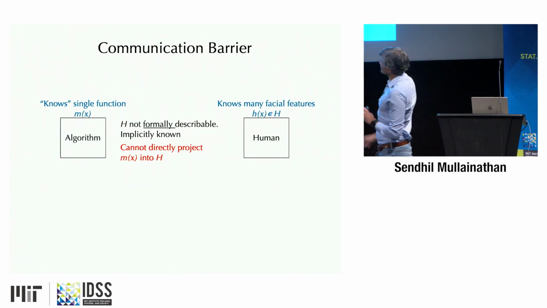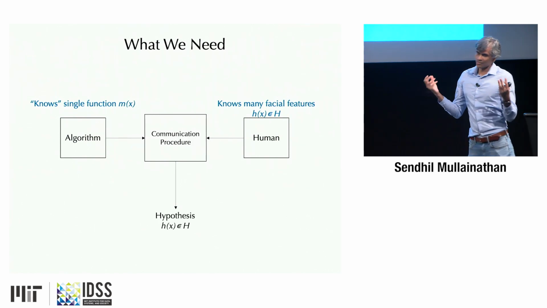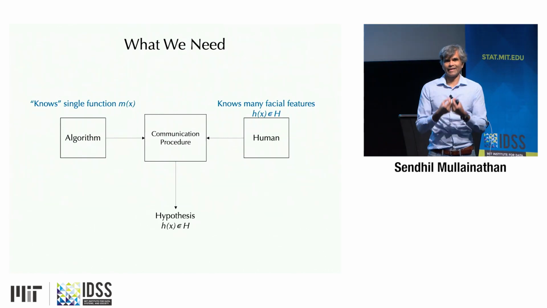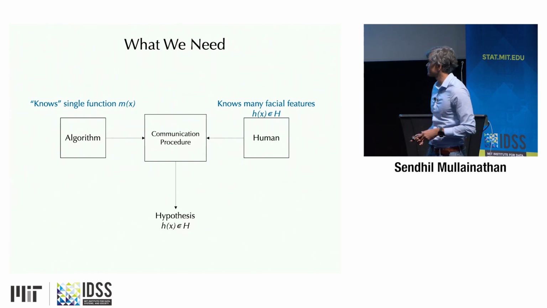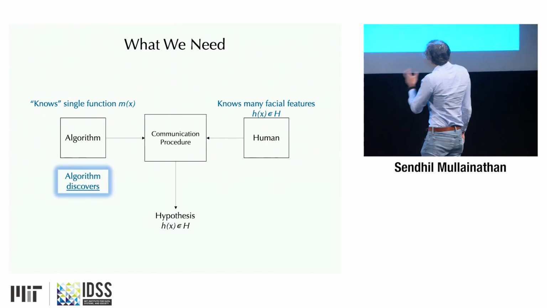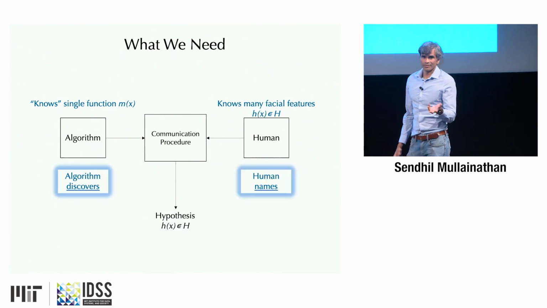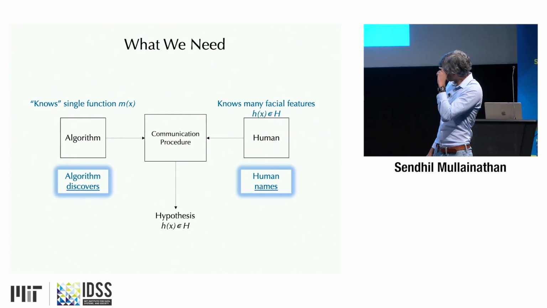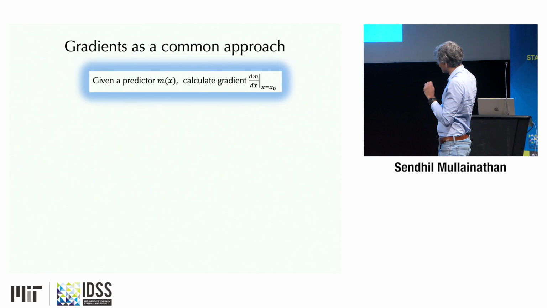So what we need is a communication procedure where the algorithm and the human can talk, continuing my anthropomorphizing, and they can output an h out of that, which a human can understand. Great. So this approach is going to be the algorithm discovers human names, so to speak, or names some subset of the discovery. So what does that communication procedure look like?